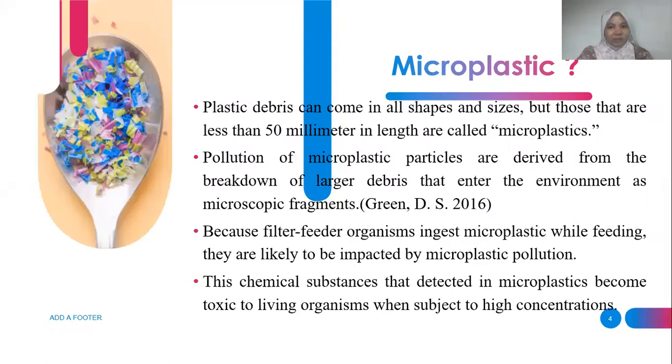So what is microplastic? Microplastic is plastic debris that can come in all shapes and sizes, but those that are less than 50 millimeter in length are called microplastic. Pollution of microplastic particles is derived from the breakdown of larger debris that enters the environment as microscopic fragments. Because filter feeding organisms ingest microplastic while feeding, they are likely to be impacted by microplastic pollution. The chemical substances detected in microplastic become toxic to living organisms when subject to high concentration.